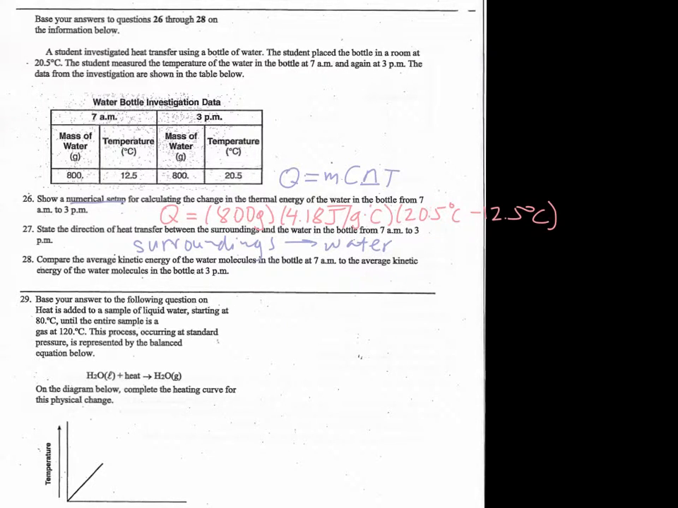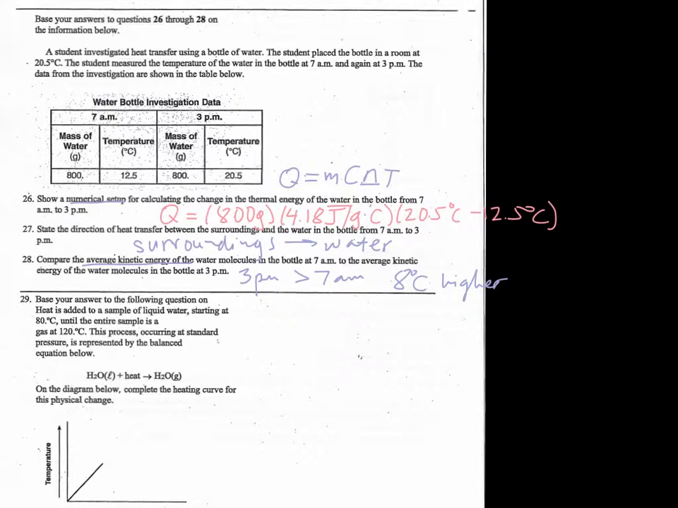Now compare the average kinetic energy. Remember that's temperature. So 3 p.m. has higher temperature than 7 a.m. by a difference of 8 degrees Celsius.